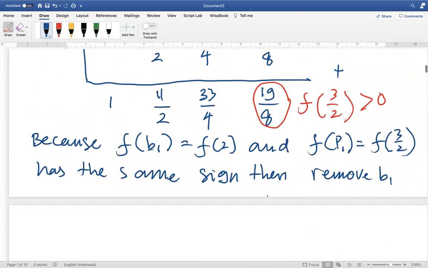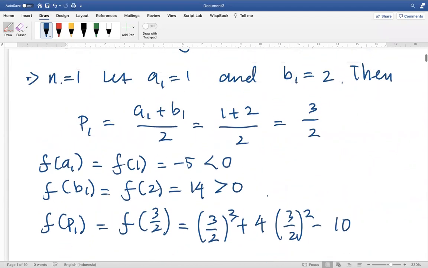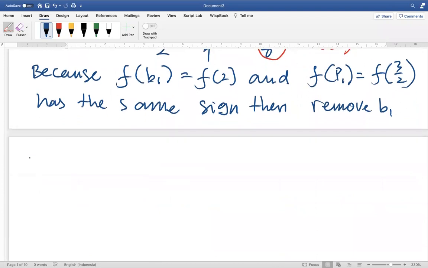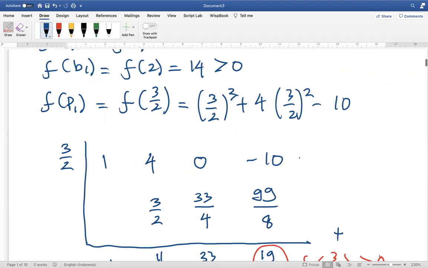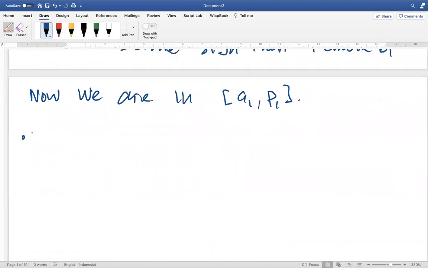Now we are looking into the interval [a1, p1]. So this is the interval that contains the root. Okay, so that is the first step. Then continue to n equal to 2, the second iteration.